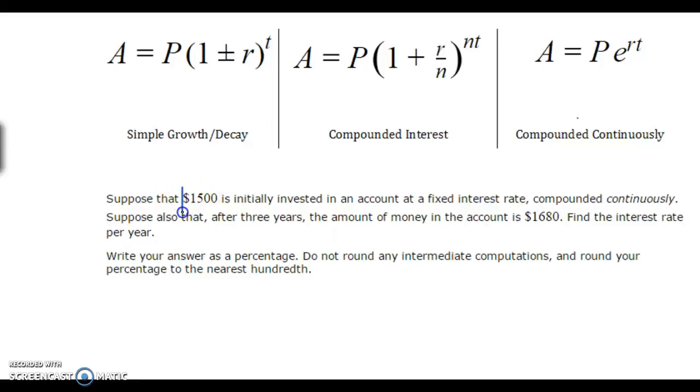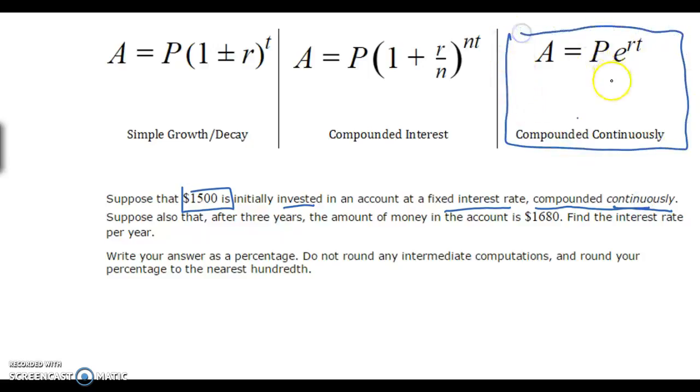In this problem, we have $1,500 that's invested in an account at a fixed rate that they don't tell us, and it's compounding continuously. So this is the first clue that I need to use this formula. And just so you remember, that e is that number that's about 2.718, and it's a button on our calculator. And after 3 years, so t is going to equal 3, we know that this is the amount of money in the account. We need to find the interest rate.